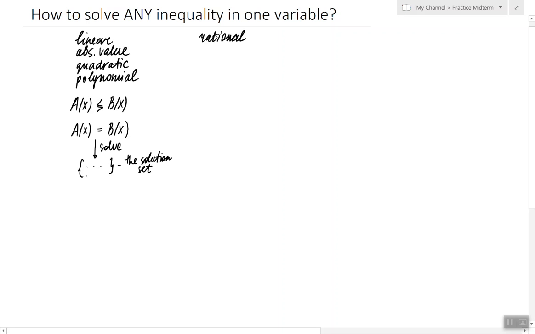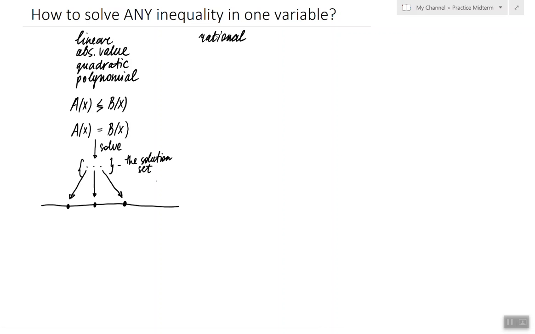So what you do next is you take this solution set and you plot it on the number line. In this case I have 3 solutions, so I'm going to have 3 points on the number line. And the fact is that each of these subintervals that we created by plotting the solutions of the equation is either entirely part of the solution of the inequality or entirely excluded from the solution.